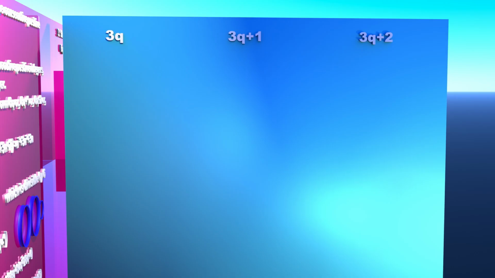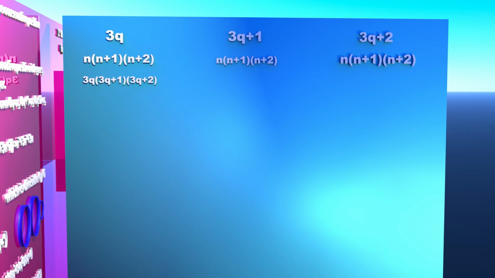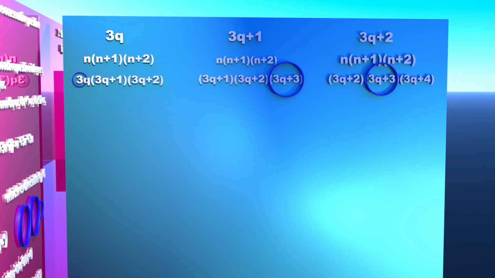Product of 3 consecutive integers is n into n plus 1 into n plus 2. That is given in the question. In the first case, we will take n is equal to 3q. In this form, only 3 is common. In the second case, we will take 3q plus 1. Also here, 3 can be taken common from 3q plus 3. Again, only 3 is common in the third case.